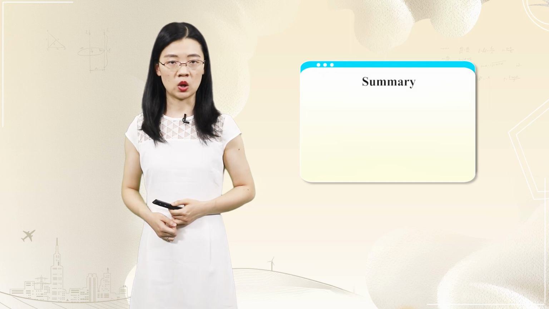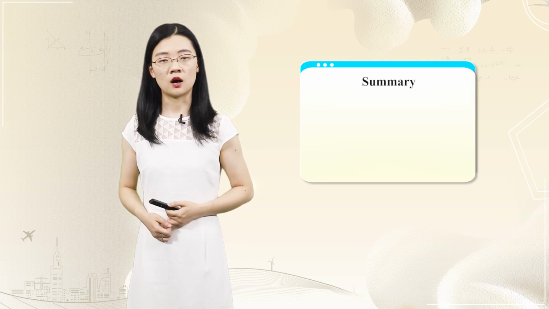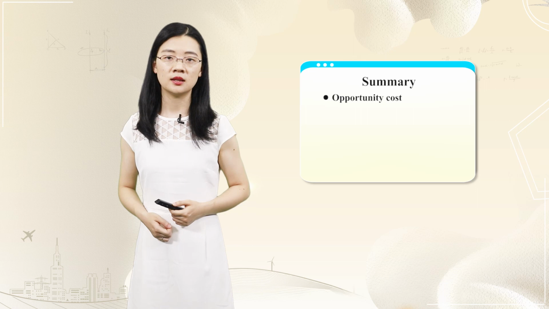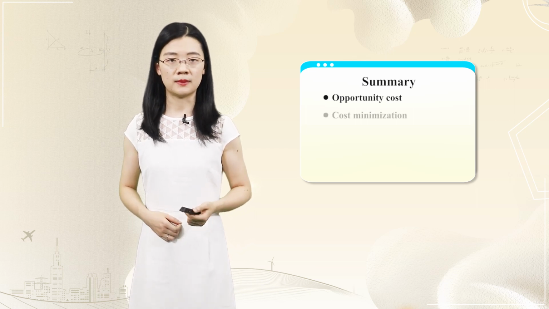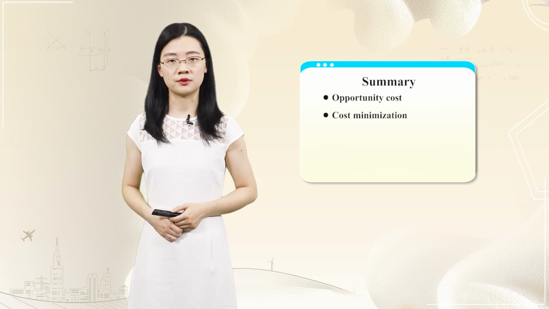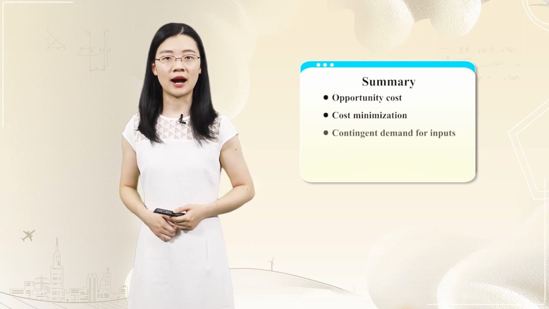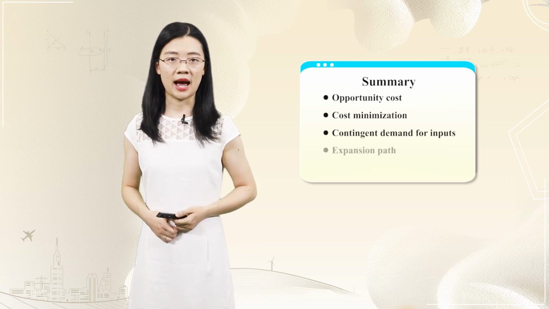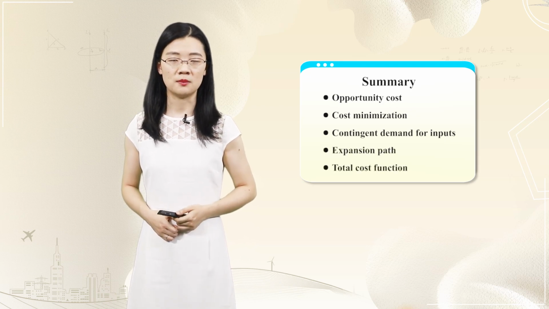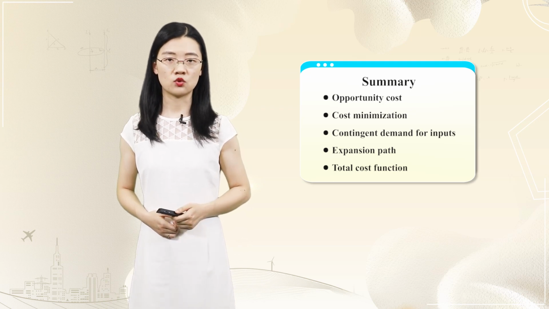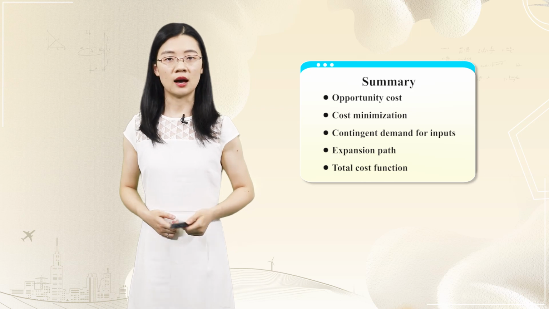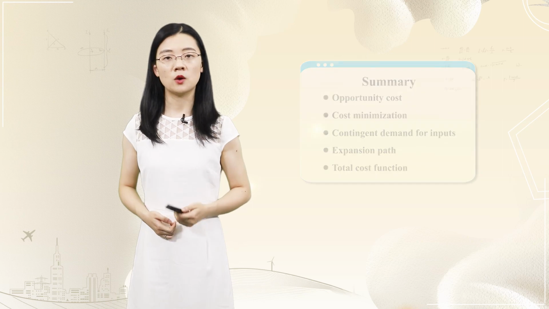Alright, today we introduced the definition of cost in economics, that is opportunity cost, and then we graphically and mathematically solved the cost minimization problem of the producer and found the derived demand function, expansion path, and total cost function based on that. In the next lecture, we will further distinguish between short-run and long-run cost and discuss cost in more detail. Hope to see you soon.